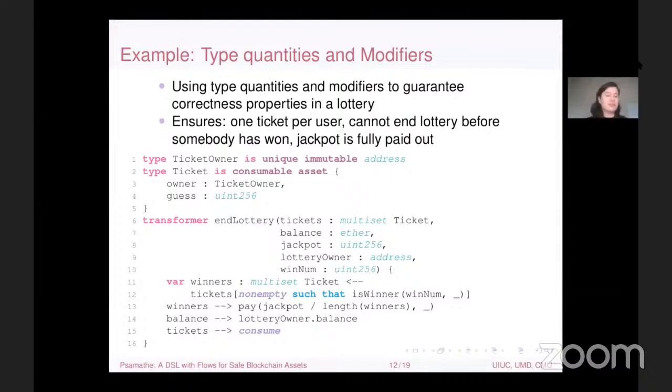And then lastly, on line 15, we consume all the tickets because the lottery is over. If we wanted to, for example, redo the lottery, we could do that now or not. So this ensures all of our safety properties using both the type quantities, non-empty, and also tracking that the balance still has assets in it, and also the modifier is unique, consumable, asset, immutable.